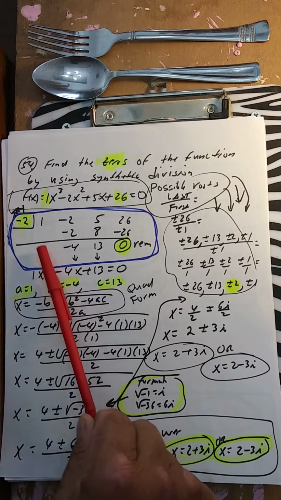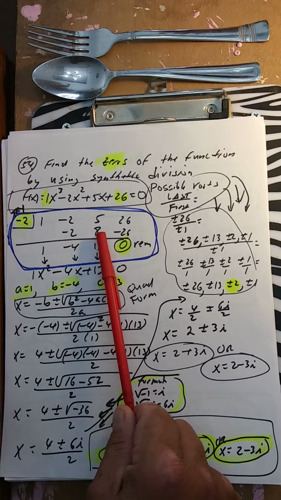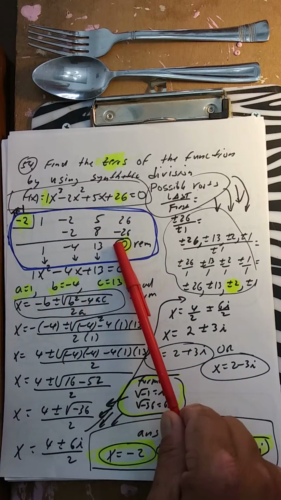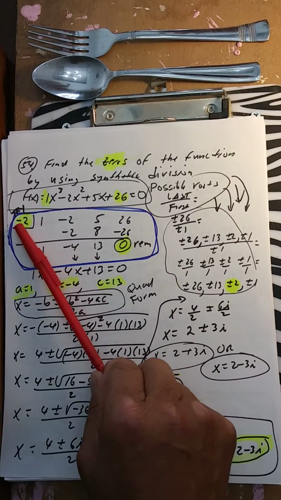Go. So 1 down here, that turns out to be -2, -2, -2, -4. That turns out to be 8. 5 and 8 is 13. That turns out -26 minus 26. Gone. 0. Yay. Remainder 0. So that is one of the answers.